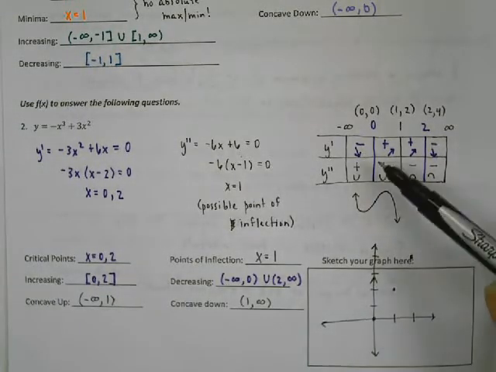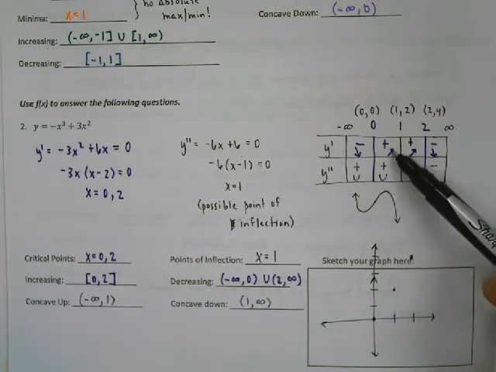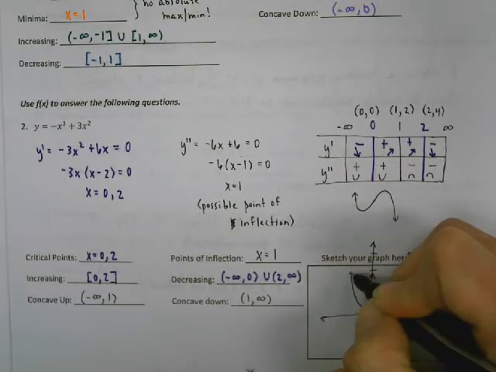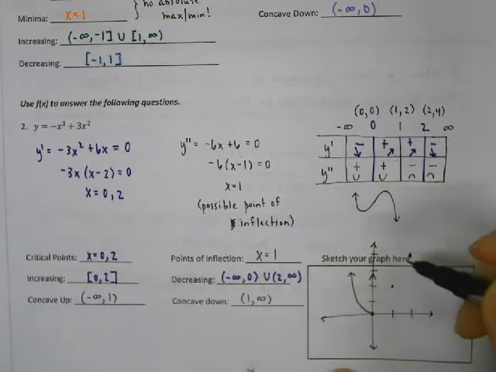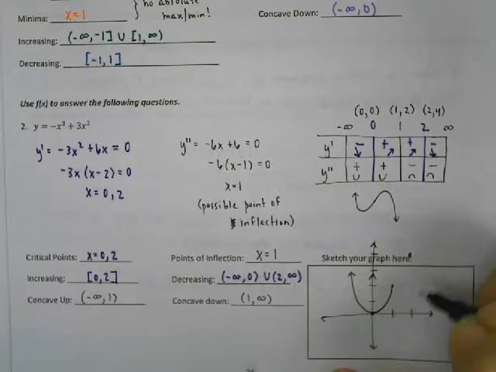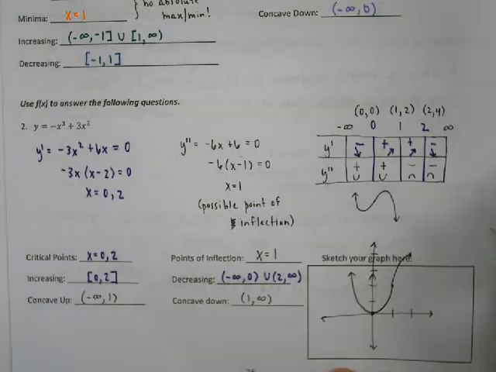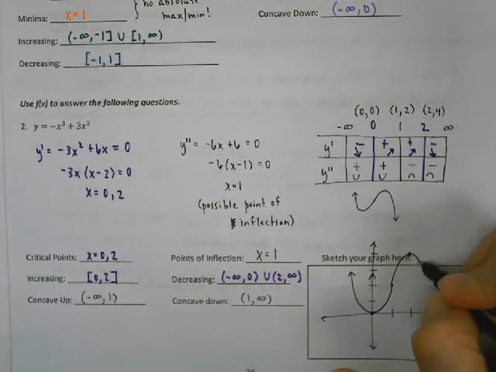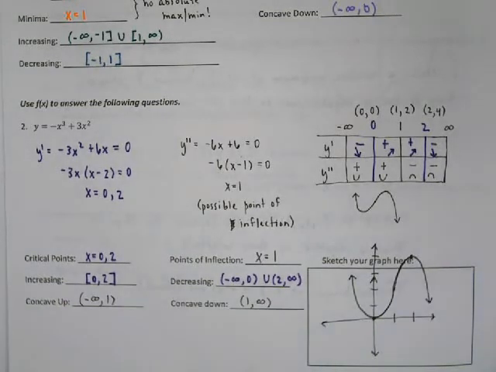Now, I know that I'm going to have a minimum value at x equals 0 because I'm changing from decreasing to increasing. So I'm coming down here, so I have a minimum there. I'm going to go up. At 1, I don't have a max or a min, so I know I'm just changing concavity there. So I'm concave up. Now I have to change to concave down. And then again, I'm going from positive to negative, so I'm going to have a max at x equals 2. So I know my graph should look something like that.